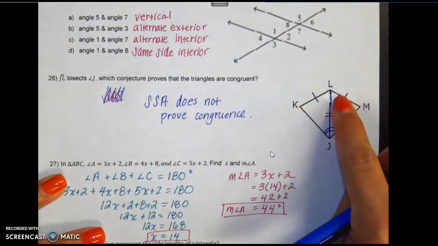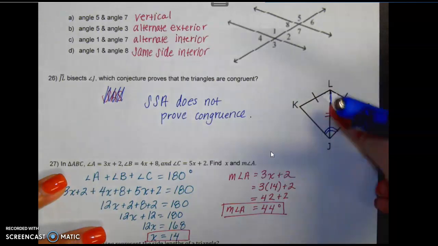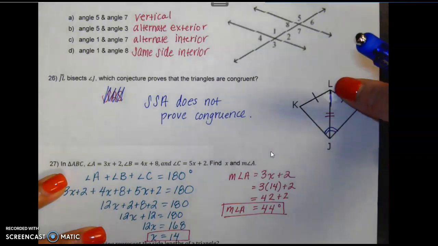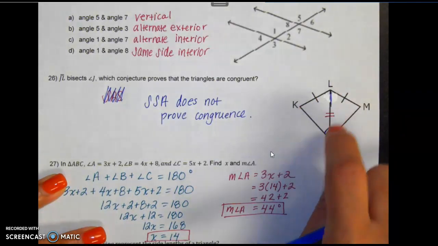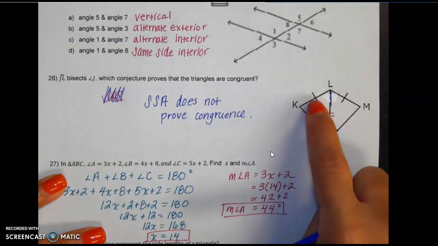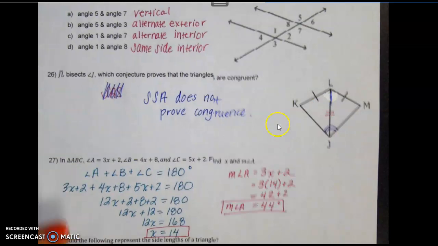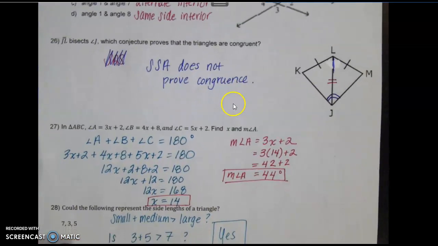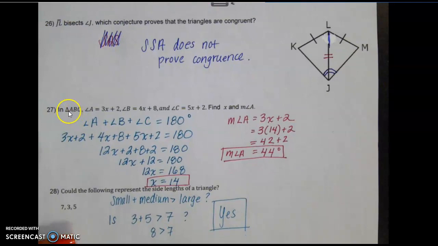Now, if this JL line segment bisected angle L like I originally thought, then that would be side, angle, side. But it actually bisects angle J, which is angle, side, and that is not one that proves congruence.